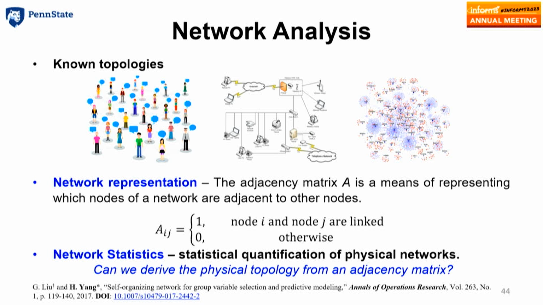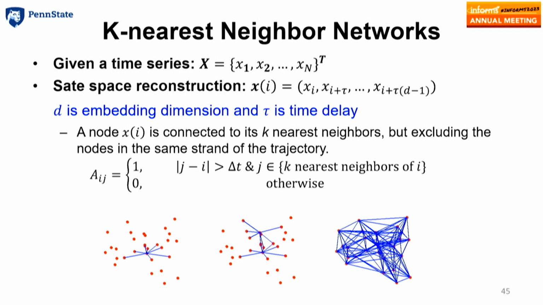Network statistics help us statistically quantify the physical networks. If we know the network topology, we can get the adjacency matrix. But now, if we have the adjacency matrix, can we derive the physical topology? This is one paper that we published to answer this question. If we have a time series, how do we derive a network? There are two different ways.